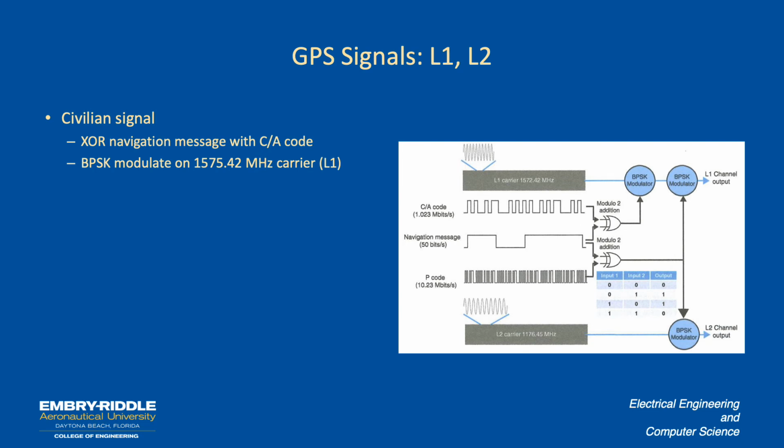So in the panel on the right, we've already generated the CA code. It runs at 1.023 megabits per second. That's 1023 bits, the length of the sequence, per every millisecond.